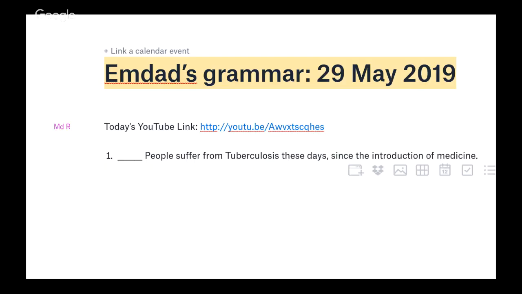Now tell me, guys. "Few" actually means "na ke barabar". Meaning, if I'm saying "few people suffer from tuberculosis these days", it actually means very reduced. Gine chune, one or two are left; most of them have been cured. I'm using it in that scenario when I'm only talking about some negligible number.